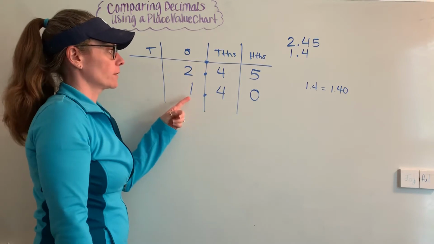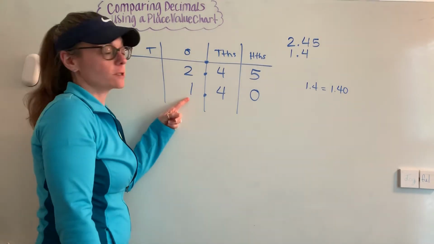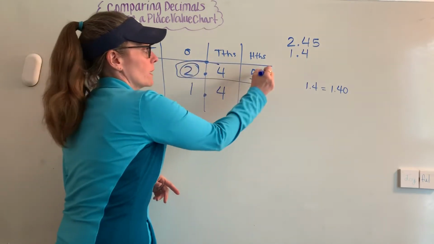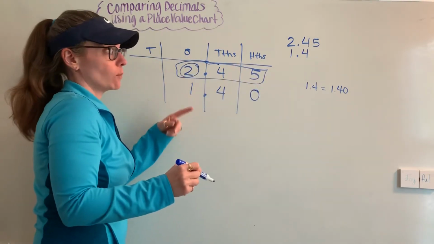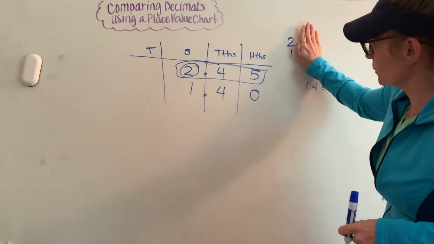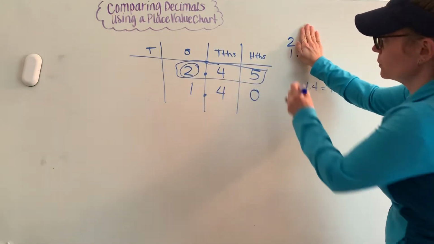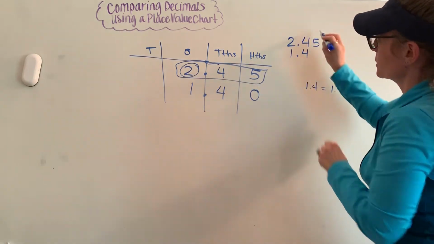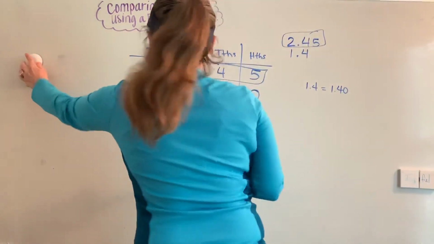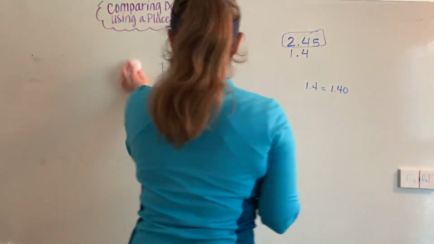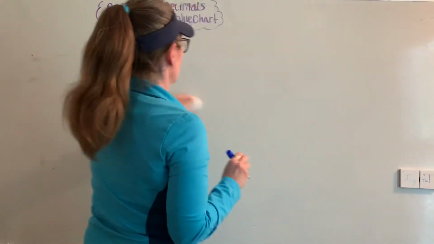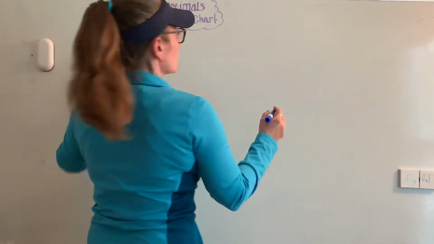Again, you start with the number to the left. In this case, it's the ones place, and 2 is greater than 1. So we know that 2 and 45/100 is greater than 1 and 40/100. And if you cover up your decimals, you know that 2 is greater than 1. So this number is going to be greater. Okay, now let me show you another example where just because you have more digits doesn't mean that your number is going to be bigger.